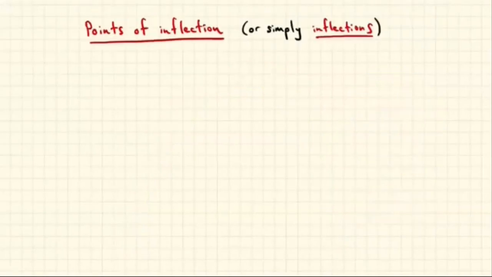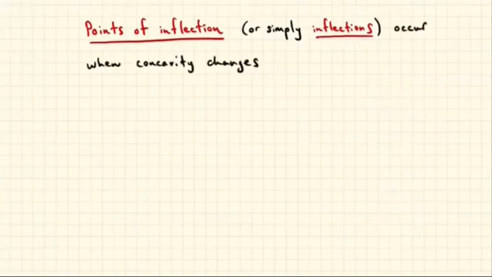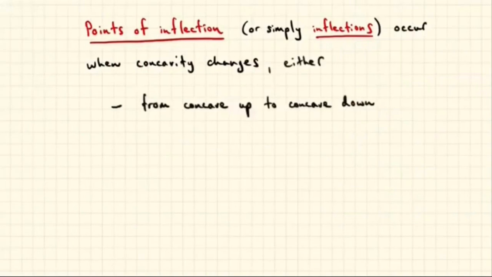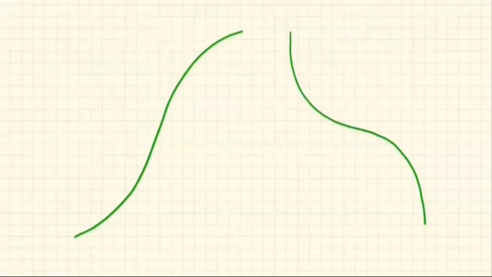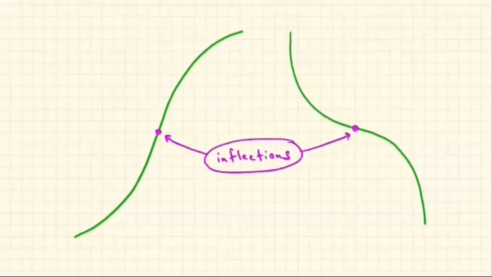A point of inflection, or we may simply say an inflection, is a point where the concavity changes from being concave up to being concave down, or from concave down to concave up. We can picture the first case in a couple of ways. Transitioning from bowl-shaped up to bowl-shaped down, the moments of transition are called inflections.